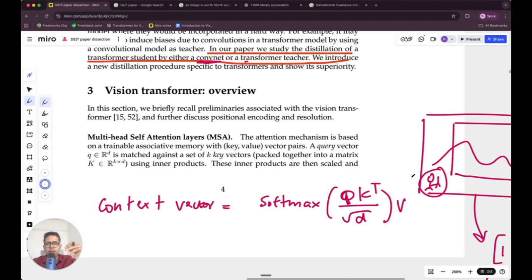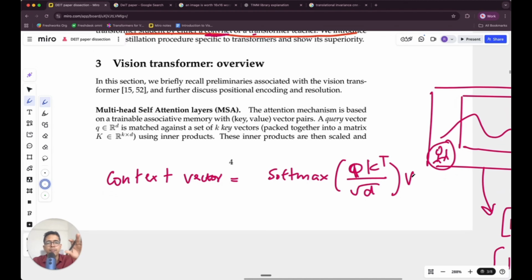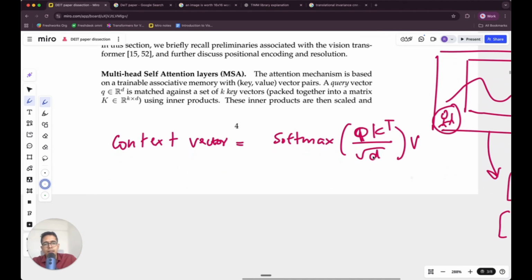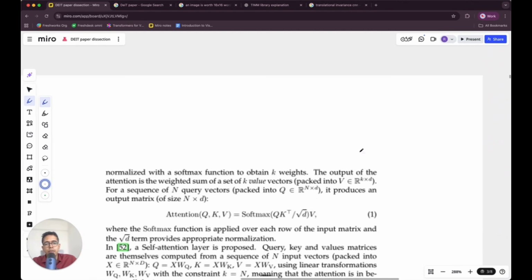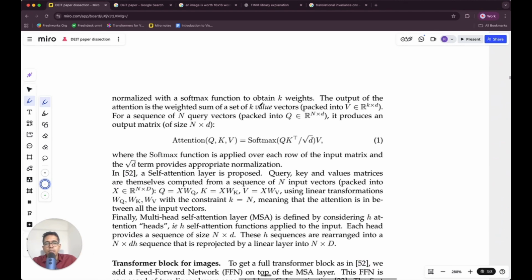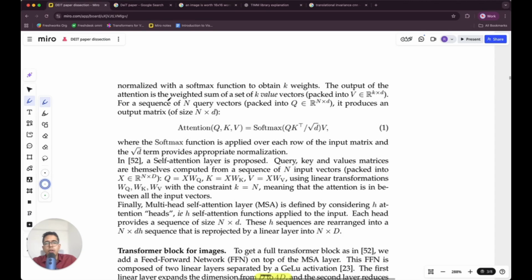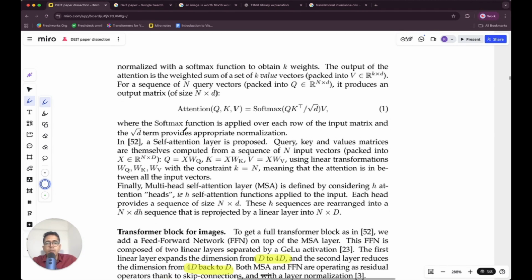So there is no point in going into the architecture of multi-head self-attention right now, because that is an entirely separate course in and of itself, but I just wanted to give you an idea. These inner products are then scaled. The scaling is the division by square root of D, and then normalized with the softmax function to obtain k weights. The output of the attention is the weighted sum of k value vectors. Basically, the attention weighted sum of value vectors is the final context vector. Same equation which I wrote above.